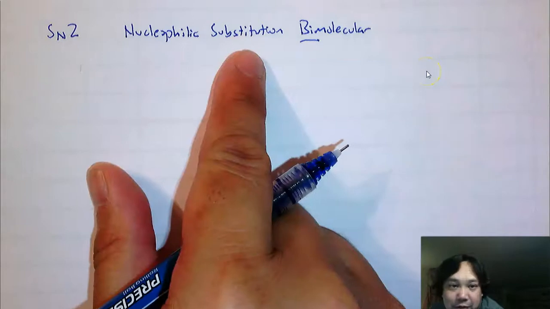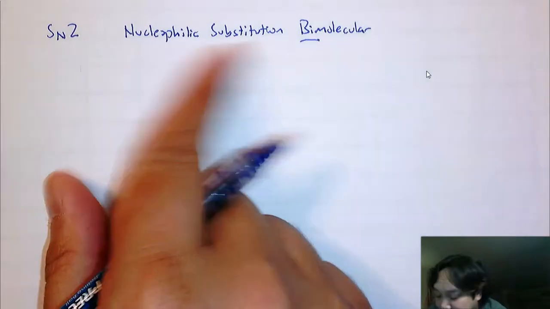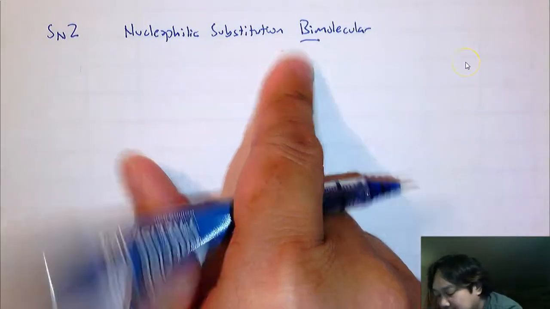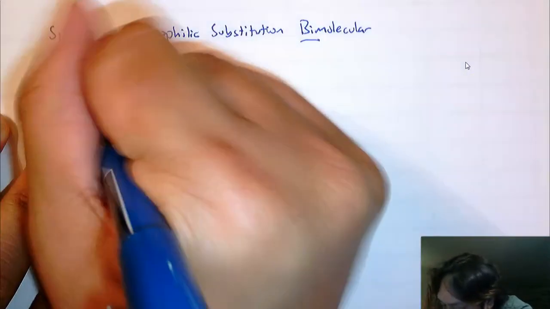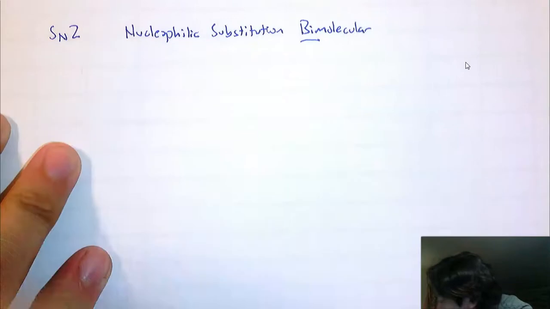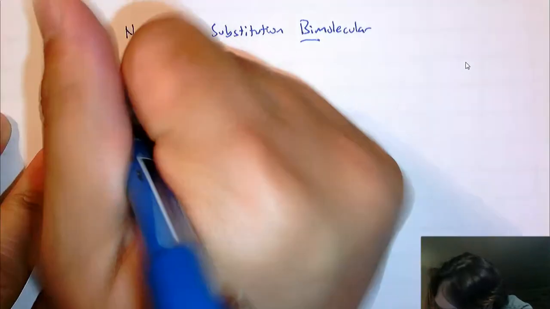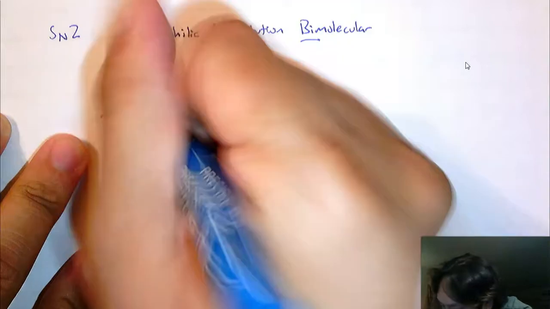It's a type of substitution where the nucleophile adds, and it's what's called bimolecular. Okay. And we'll go over these terms as we look at the mechanism. Let us use... We're going to use a good nucleophile. And again, let me use this one.